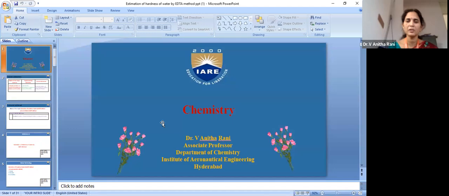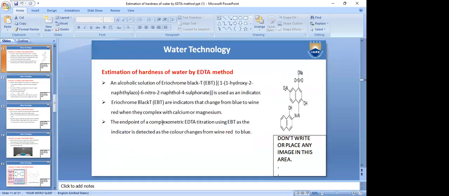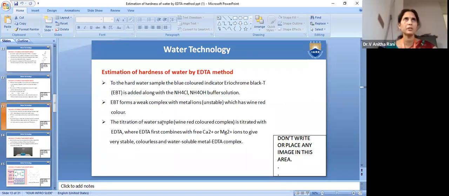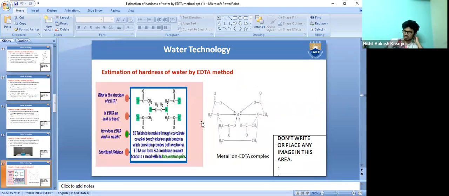Students, you understood my principle? Yes, ma'am. What are the chemicals we are using? EDTA. Why it is known as complexometric method? Students, why it is known as complexometric method? Answer to this question.